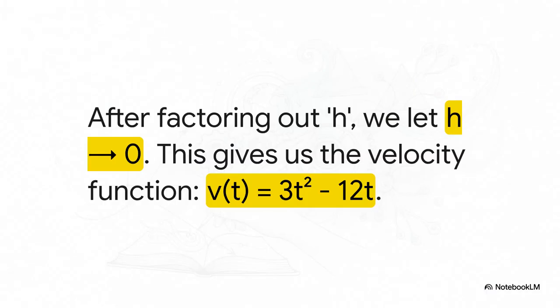Once we factor out an h from the top and cancel it with the h on the bottom, we can finally let h go to 0. All those other terms with an h just vanish. And what we're left with is amazing. It's a brand new function v of t, which is our derivative. This thing is our particle's personal speedometer. It can tell us the velocity at any moment in time we want.